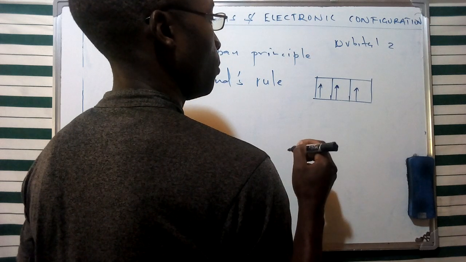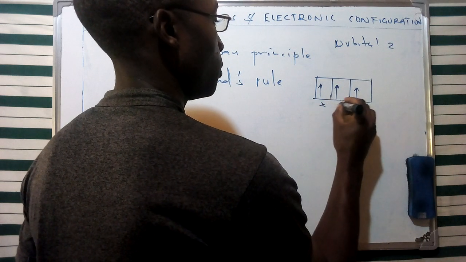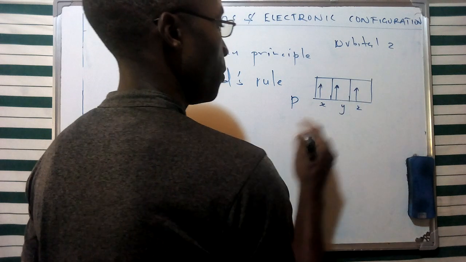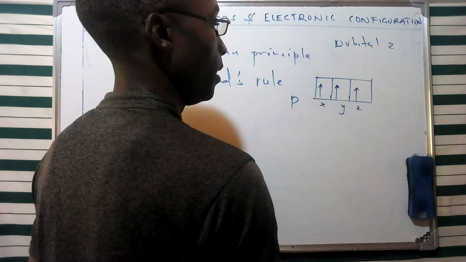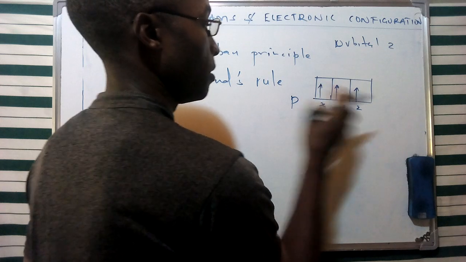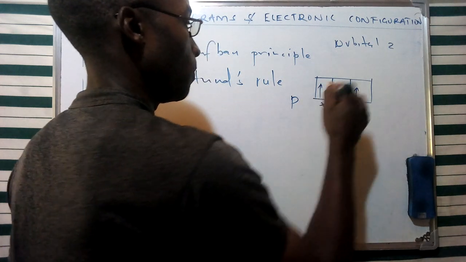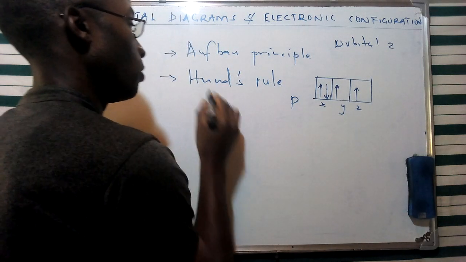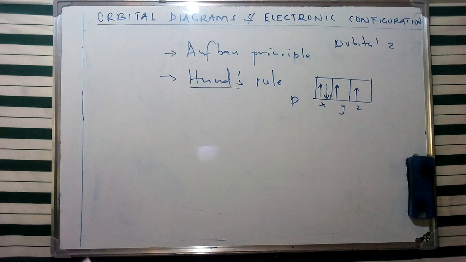So for us to fill these orbitals, perhaps for a p orbital with x, y, and z, we're going to distribute the electrons in a way that they singly occupy each orbital before they begin this concept of pairing up. So this is according to Hund's rule.